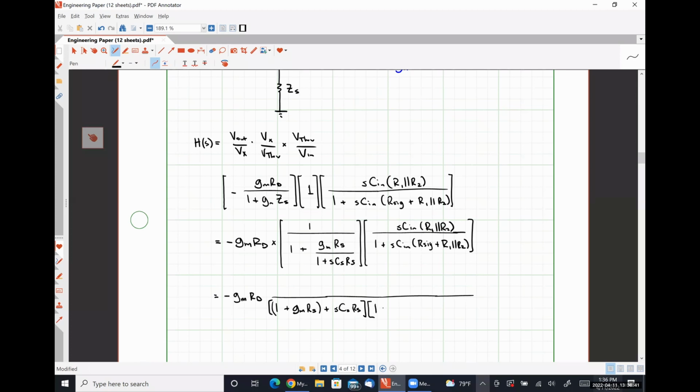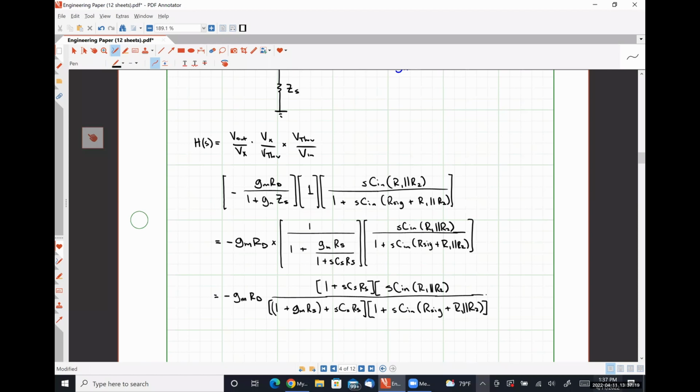Then I'm going to have 1 plus SCn times Rsig plus R1 in parallel with R2. In my numerator, I'm going to have that 1 plus SCSRS term, and then I'm going to have an SCn times R1 in parallel with R2. So I should close this bracket here. My apologies.